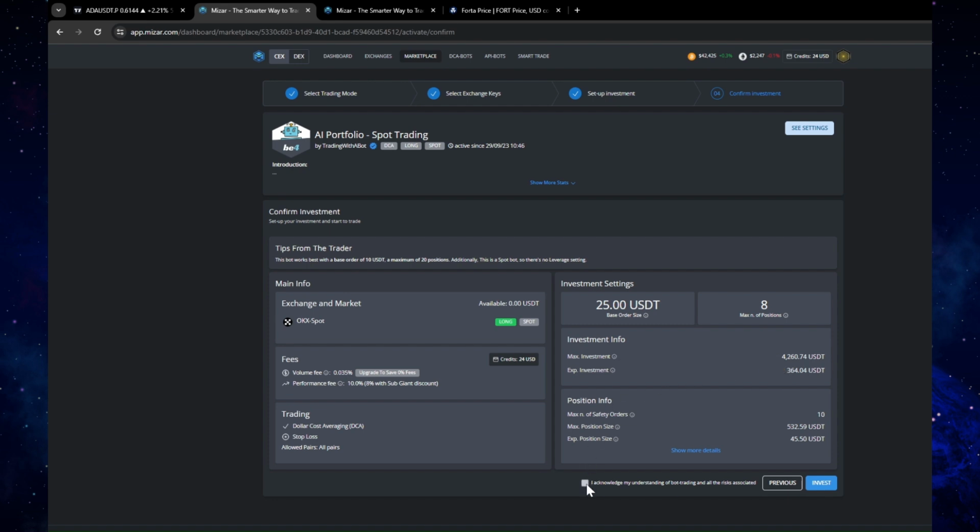And later, you would just click here to acknowledge that you basically take the risk. I cannot take the risk for you, although I'm trying my very best to make this bot, the strategy, and the education as meaningful as possible. But still, there are risks. So you need to acknowledge your understanding and acceptance of these risks, and then you click on invest, and that's all. After that, the bot will work by itself.